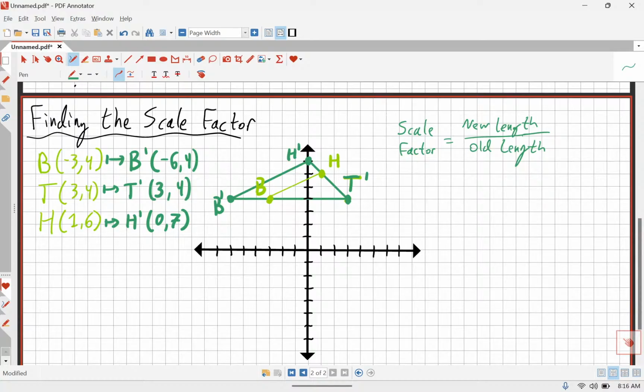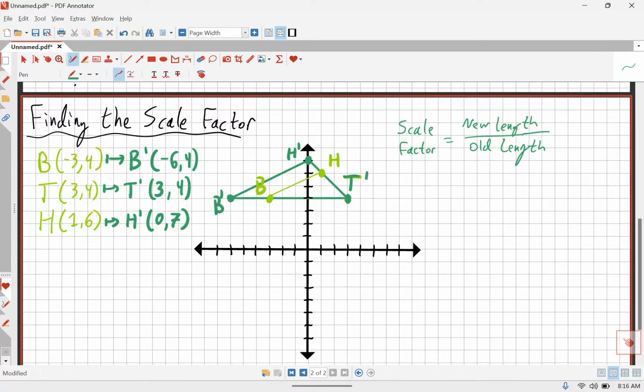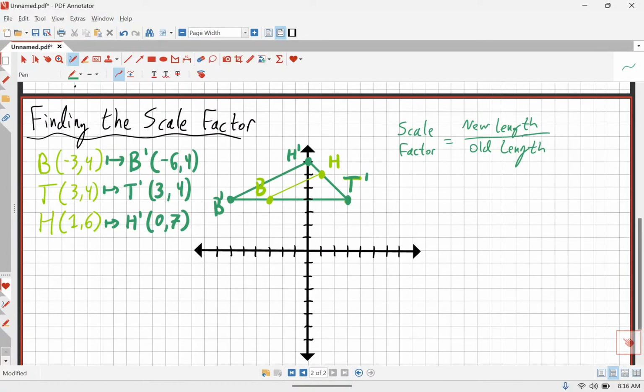How long is the new Beth? By the way, is the new Beth the big one or the little one? The new Beth is the big one. So we're going to go 1, 2, 3, 4, 5, 6, 7, 8, 9. The new length is 9. When I say teach, will you say okay? Go ahead and count the old length, put it in the denominator, divide it out, and let's see what you get. Give it a try, and here we go. Teach!